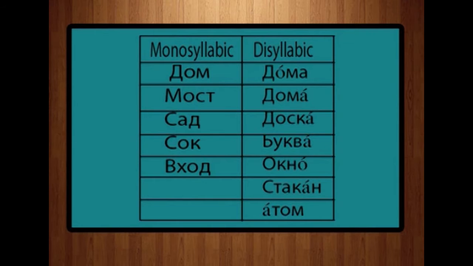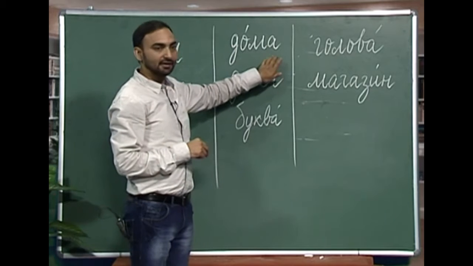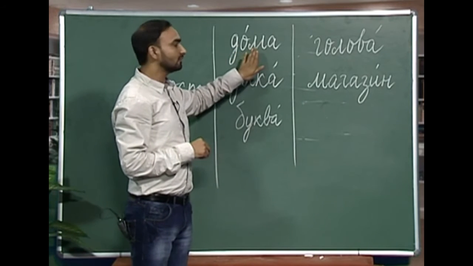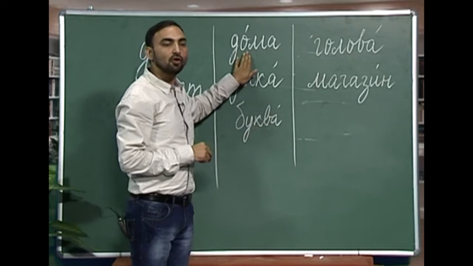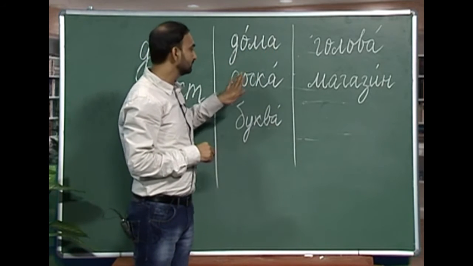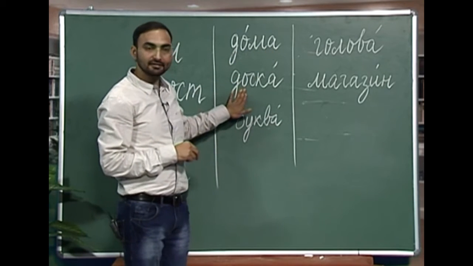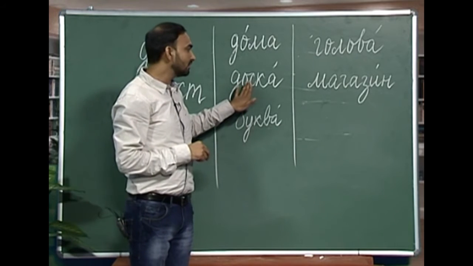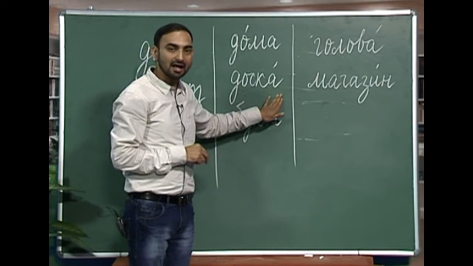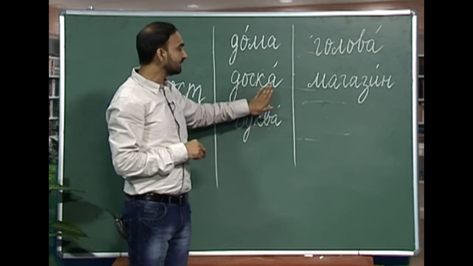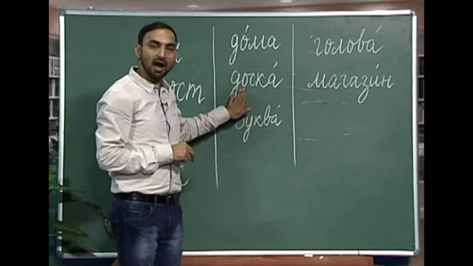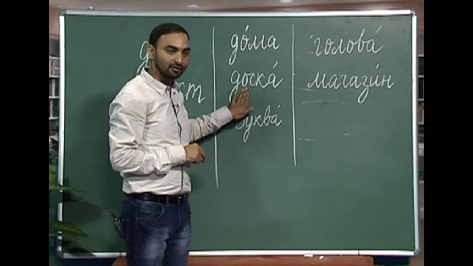Let us move on to disyllabic words, or the words having 2 vowels. This word we have already done, doma, and the stress is on O. Next is doska, thus ska. Why? Because this A is stressed and O is unstressed. So, this O will be pronounced as A.